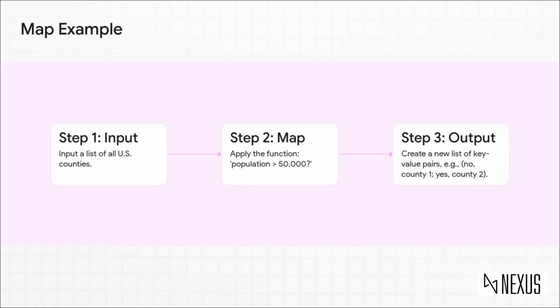Okay, let's make this more concrete. Picture this. Our input is a huge list of every single county in the US, and we want to find all the ones with more than 50,000 people. Our map function is that really simple question: is the population greater than 50,000? That's it. The function just runs on county 1, then county 2, county 3, on and on, creating a new list as it goes. And this new list is just a bunch of key value pairs, answering our question: no for county 1, yes for county 2, and so on for thousands of counties.